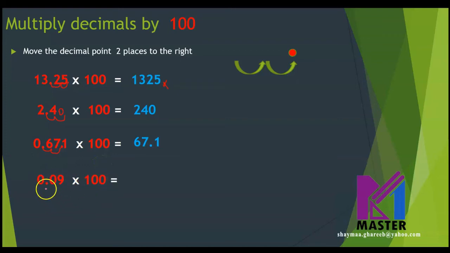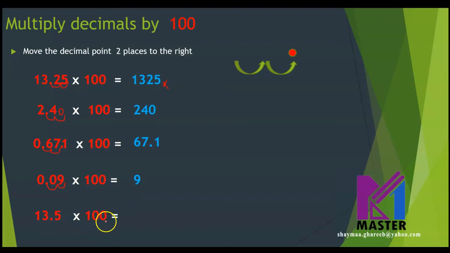0.09 times 100. By moving the decimal point 2 places to the right, my number will be 9. Don't write 009. Okay, the 9 was in the 100th place. It became 2 places higher, which is the ones place.